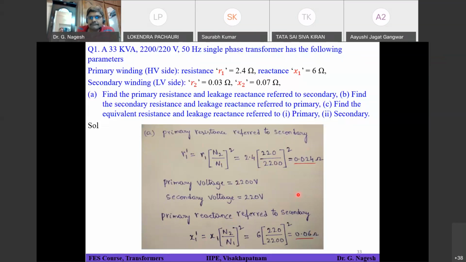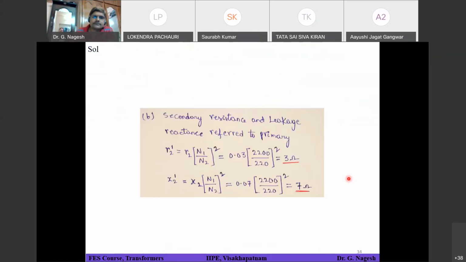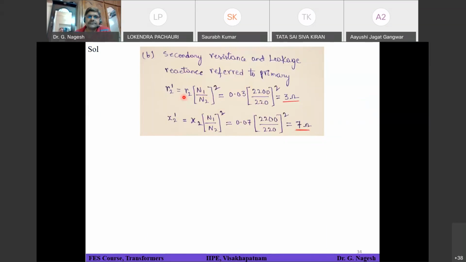Yes, sir. Okay, then find out part B. Find the secondary resistance and leakage reactance referred to the primary side. Sir, 3 ohms and 7 ohms. Okay, so R2 dash, we will call it now. R2 dash is equal to R2 into (N1 divided by N2) whole square. So 0.03 into (2200 divided by 220) squared. So it will become 3 ohms and 7 ohms.